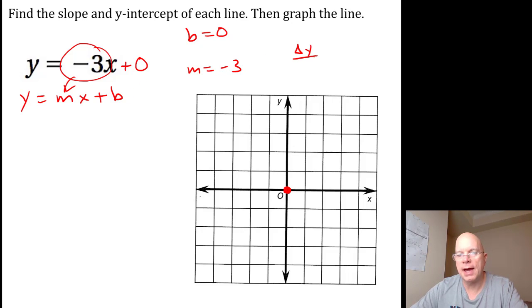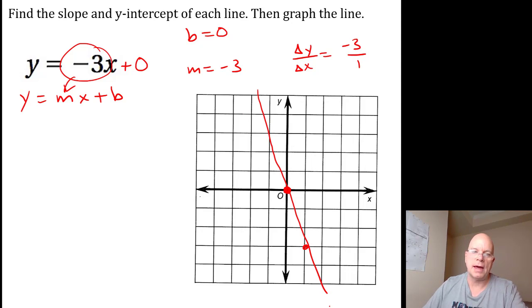Delta y over delta x is negative 3 over 1. So down 1, 2, 3, right 1. I know it should be a downhill slope because it's negative. So it should be sloping down like that.